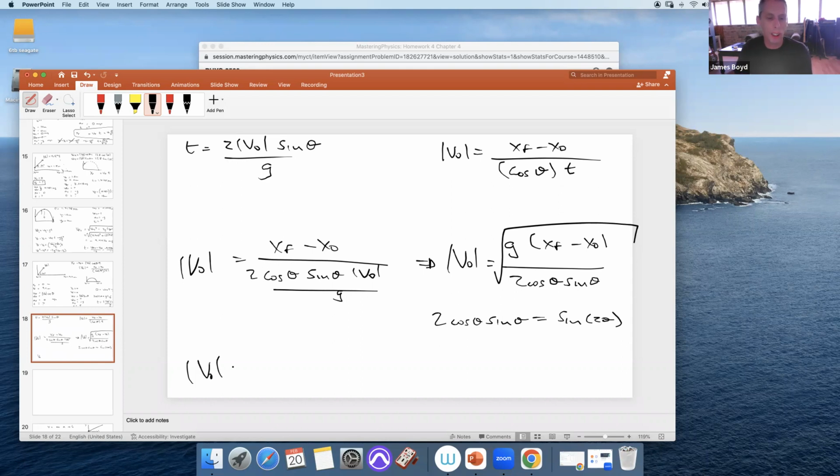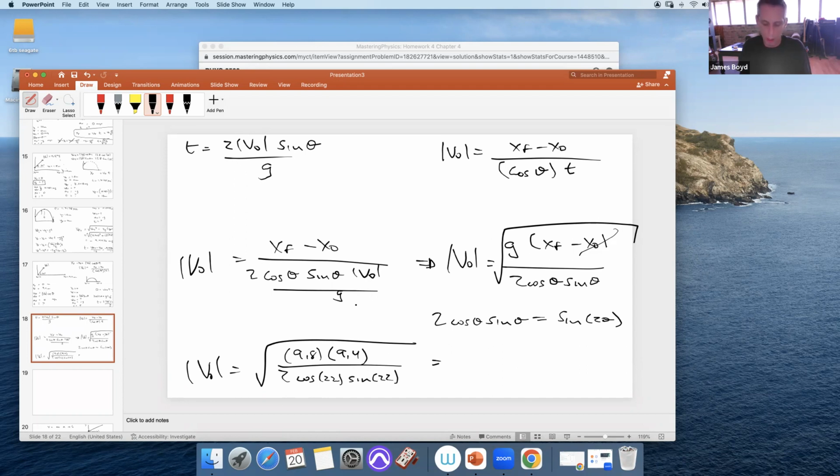So I get V naught is square root of 9.8. Remember, X final was 9.4. X initial was 0, over 2 times cosine of 22 times sine of 22. Or you could put sine of 44, doesn't matter. You could change 2 cos sine to just sine of 2 theta. But 9.8 times 9.4 divided by 2 times cos of 22 times sine of 22.